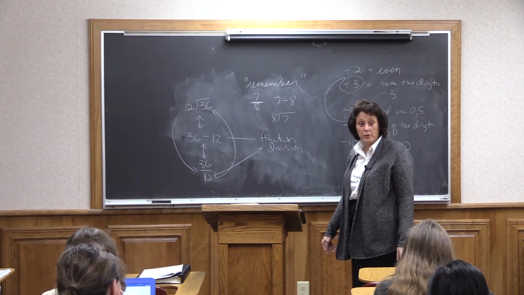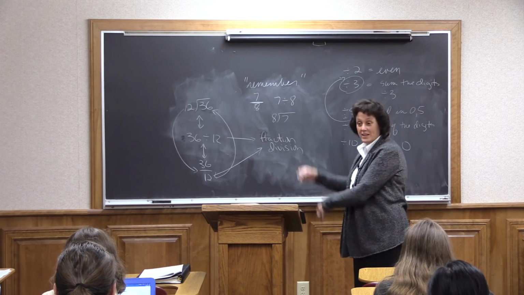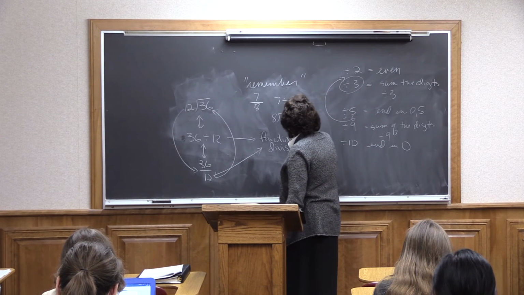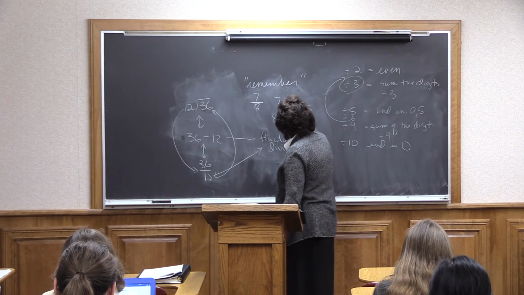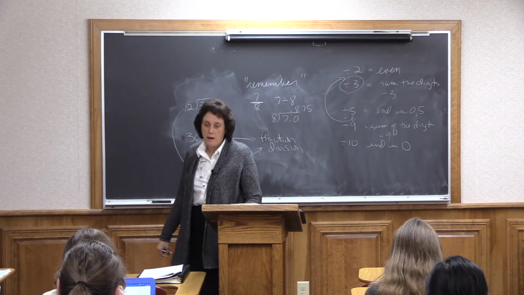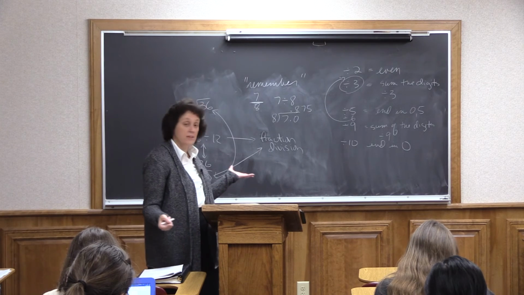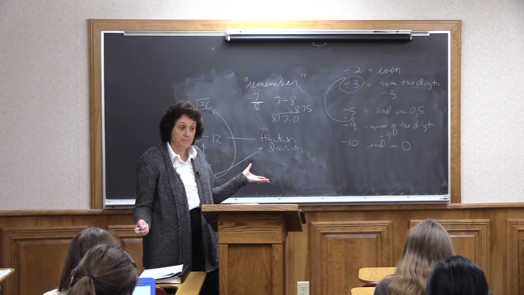You're not supposed to remember. You're supposed to know the different ways to show division. This is how I get the decimal equivalent, 0.875. Not by remembering how to change a fraction to a decimal, but understanding different ways to show division.